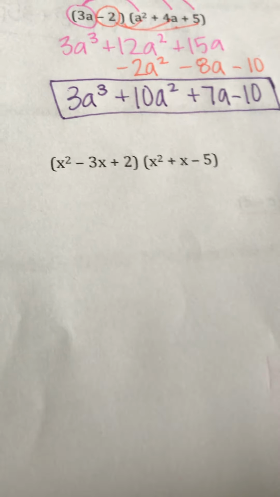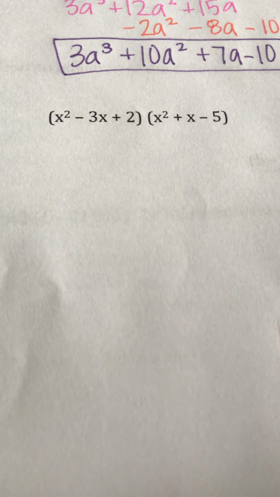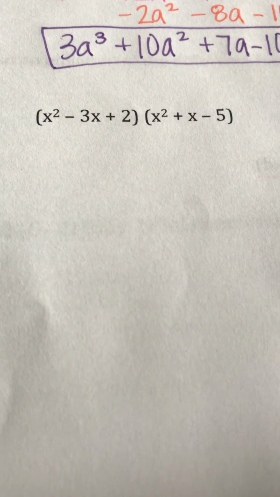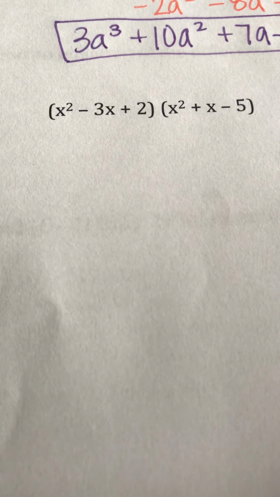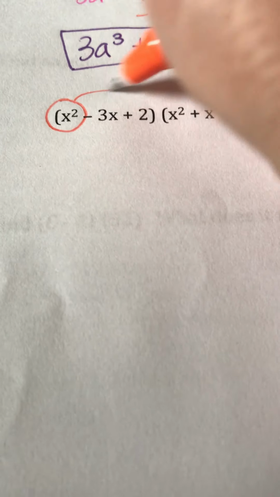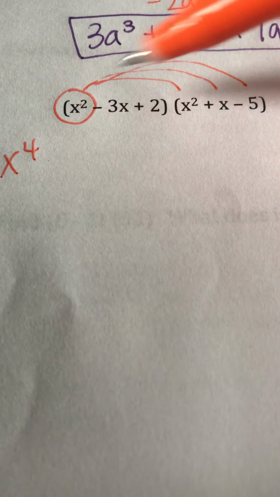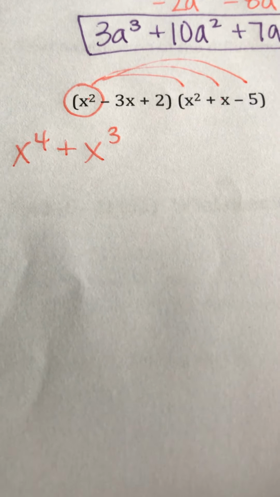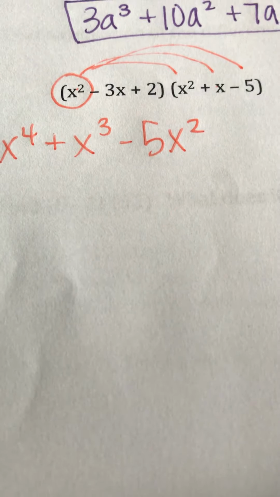So let's look at the one down below, okay, because this is pretty exciting. Look at that, trinomial times a trinomial. I know you're pretty excited too. So let's start off multiplying our x squared. Now we said that we have to multiply it by all three parts. So x squared times x squared, I'm going to have x to the fourth. x squared times x, plus x to the third. Then I have x squared times negative 5, negative 5x squared.